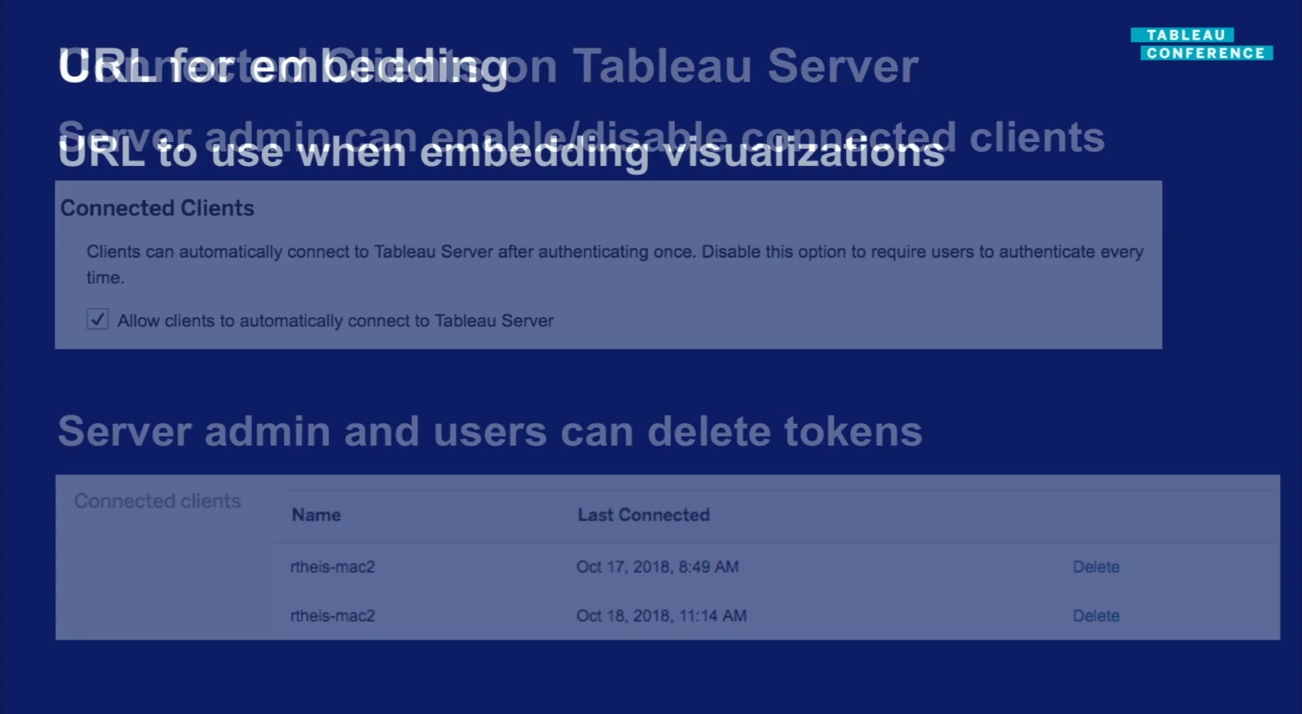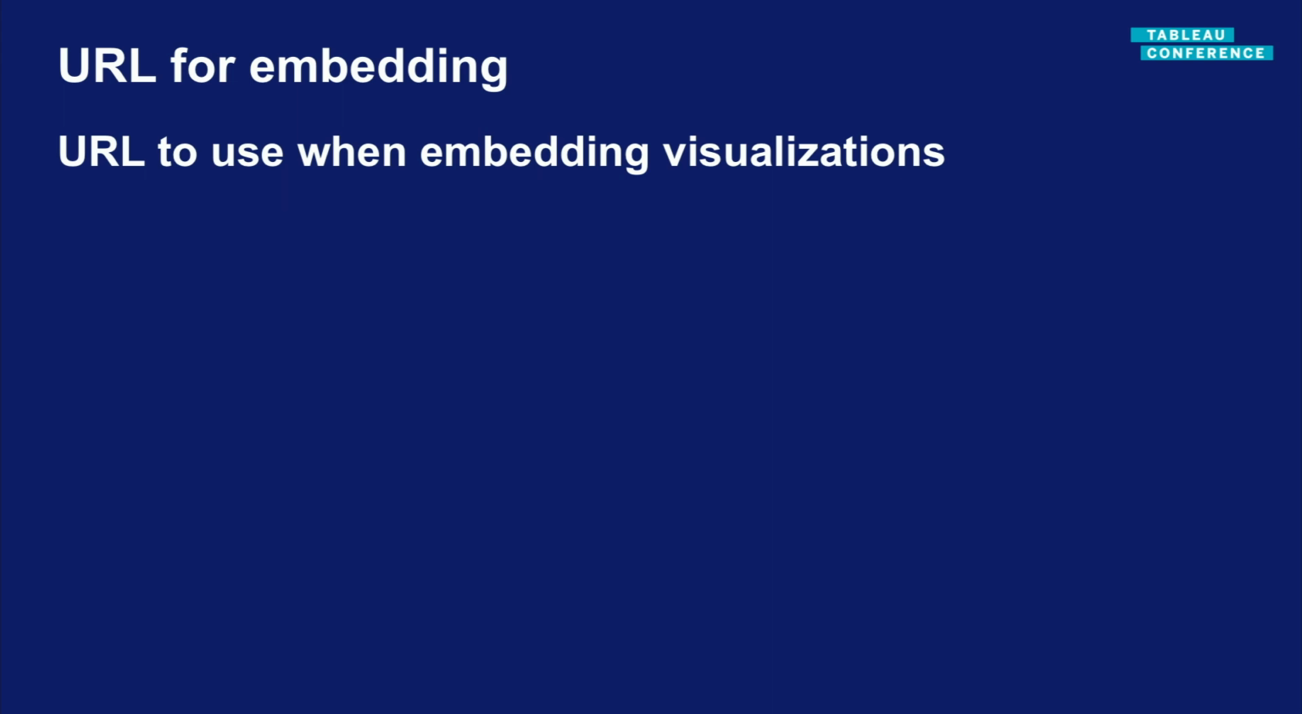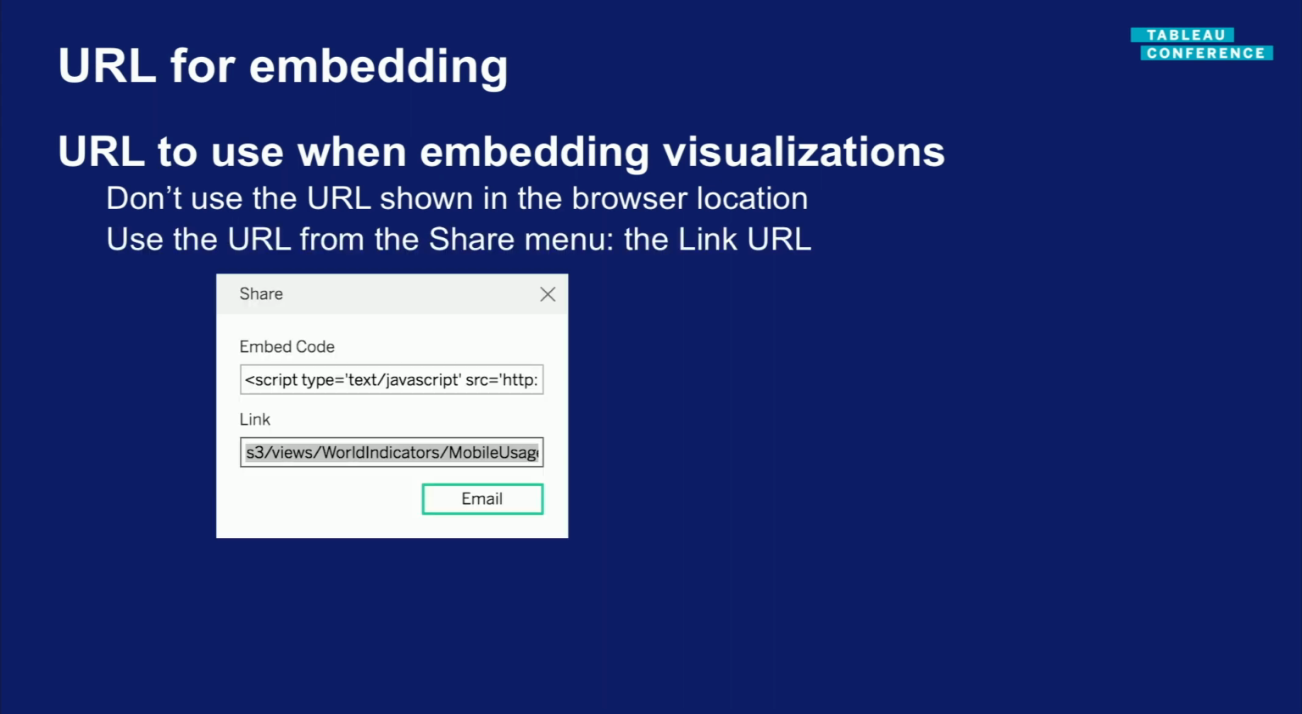So once we are signed in, we want to be able to hand, for instance, a visualization off to a web view to display. What URL should we use? You will be tempted to use the URL in your browser's location bar. You want to instead use the URL in the share menu. So there's that little share button when you're looking at a viz, and it brings up a dialog that includes that link. That's actually the better URL to use if you want to embed or refer to a viz later on. Notably, it won't have the hashtag symbol inside it.